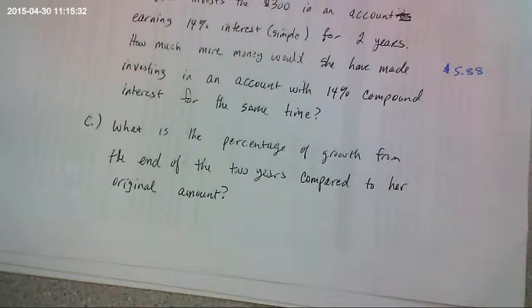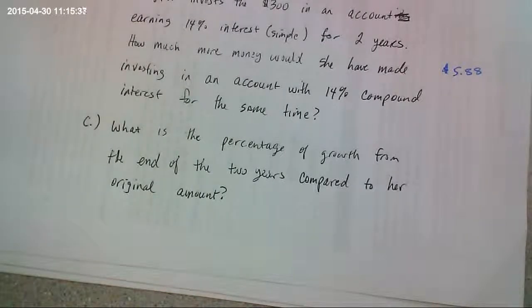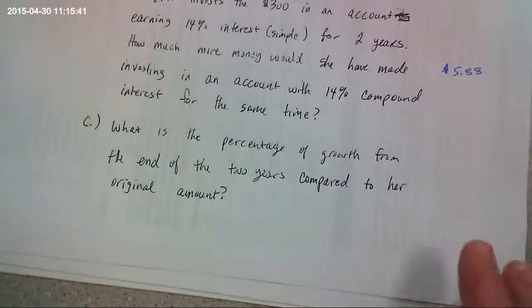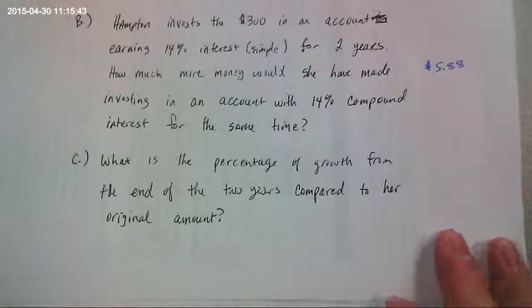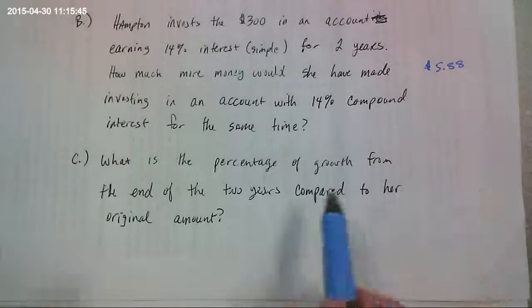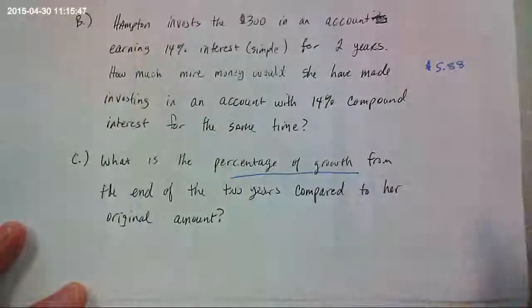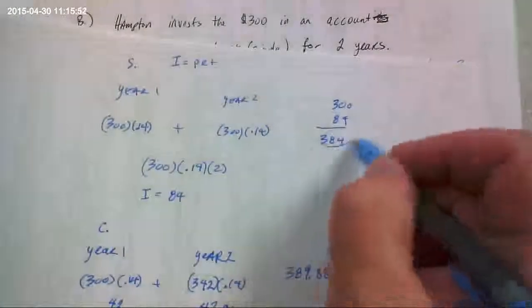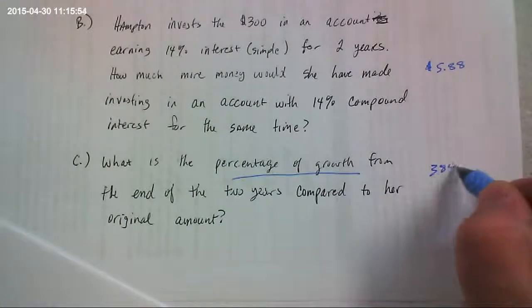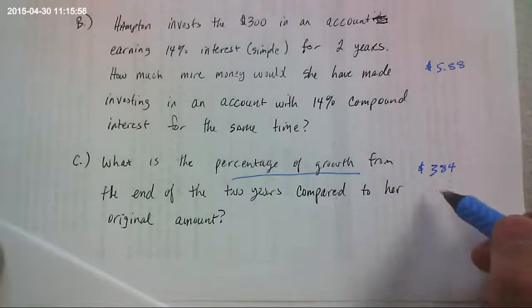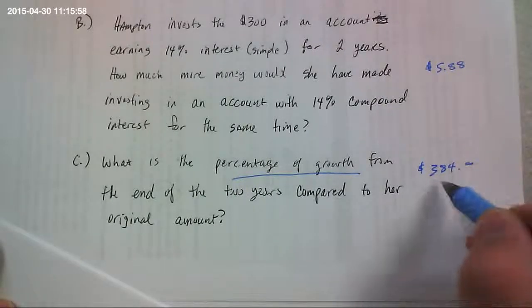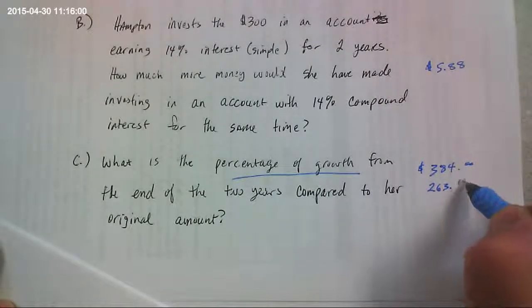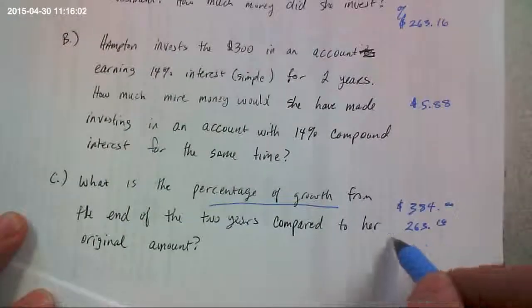It says, what is the percentage of growth from the end of the 2 years compared to the original amount? So this one you have to be really careful with what it's asking. It's not a trick question, but it's very specific information. At the end of the 2 years, she had $384 compared to her original amount, and her original amount was $263.16. We found that out in the first part.